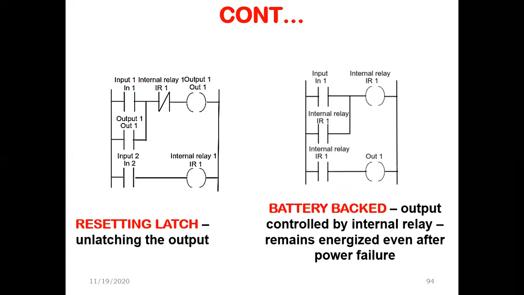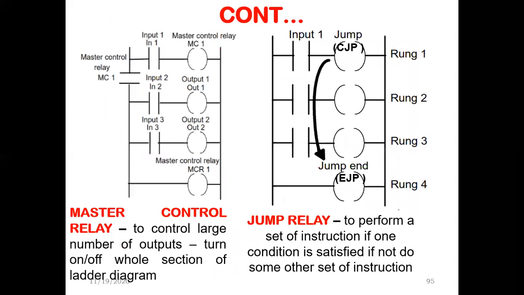Then battery backup: output controlled by an internal relay remains energized even after power failure. Master control relay: to control a large number of outputs, turning on or off a whole section of the ladder diagram. Jump relay: to perform a set of instructions if one condition is satisfied, and if not, do some other set of instructions.